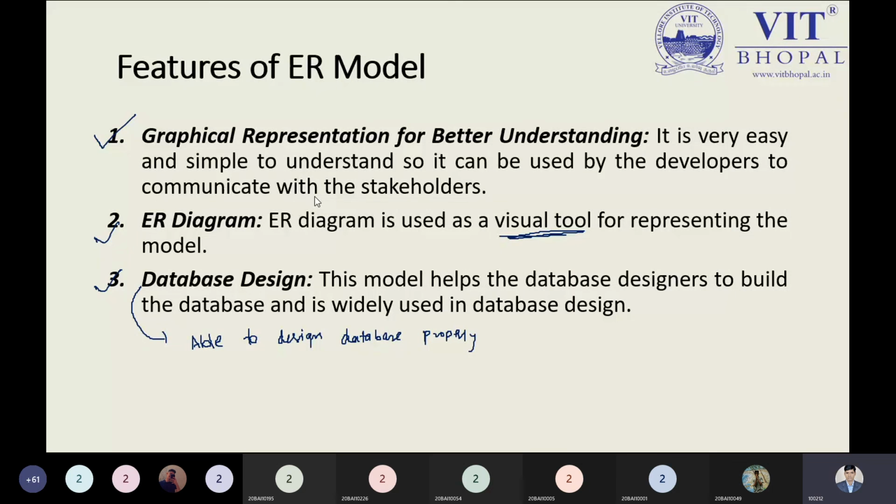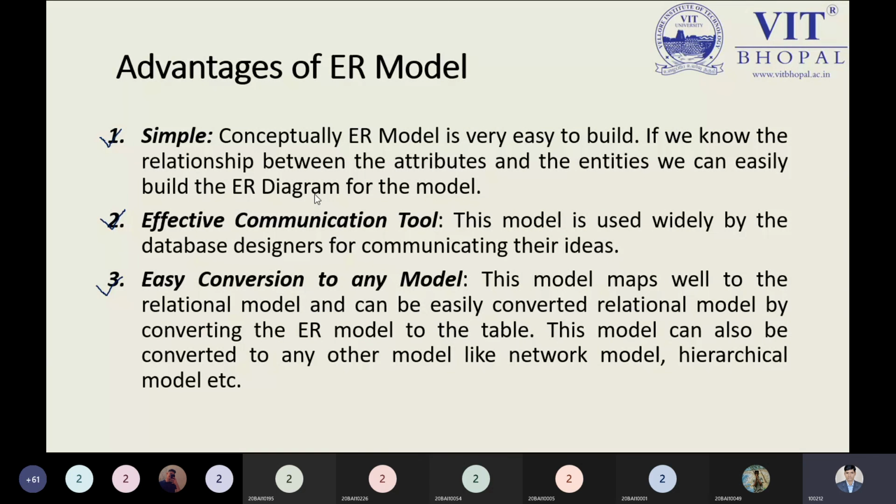Now, the advantages are, as we have seen many times: a simple, effective communication tool, and easy conversion to any model. Yes, it is very simple. Definitely, it's graphical, so it would be simple. It is an effective communication tool, of course, with the help of the various notations. No need to understand anything else, just use a symbol and notation and we can easily understand. Having easy understanding, it is more convenient to understand our components or other logic. So we have an effective communication tool.